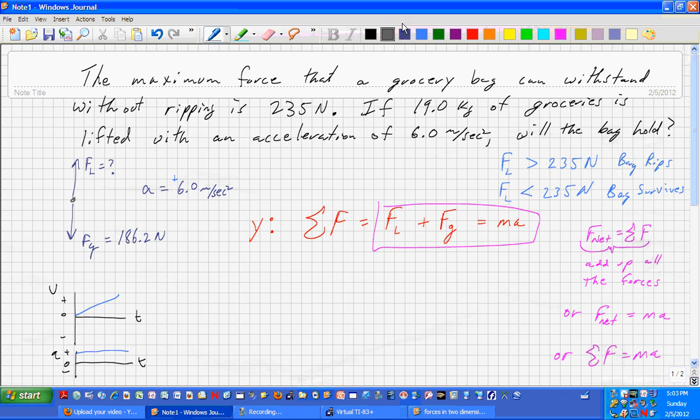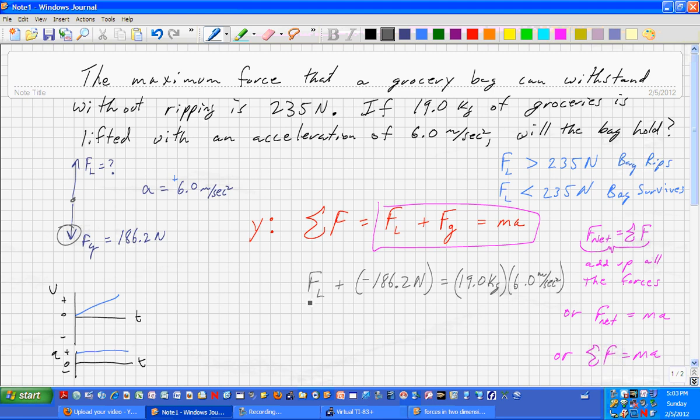So let's go ahead and do that. Force of lift plus force of gravity, or weight, is going to be a negative 186.2 newtons. The way I can tell that it's negative is that the arrowhead is pointed downward. That is equal to the mass, which is 19.0 kilograms, times acceleration, which I can put in. So that is positive 6.0 meters per second squared.